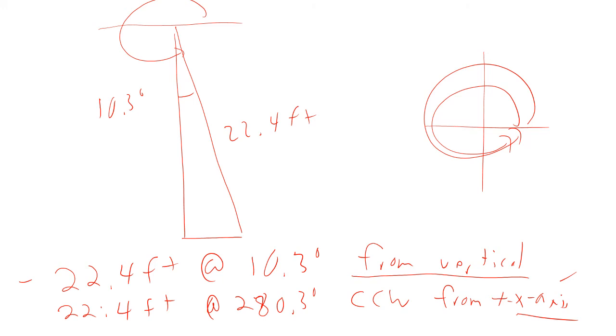Okay. In this case, it's from the vertical, or you could even be more specific, it's 10.3 degrees away from straight down. And that would make it really obvious what you meant. So in other words, it's not 10.3 degrees from straight up. Both straight up and straight down are vertical. So you would say 10.3 degrees from straight down.